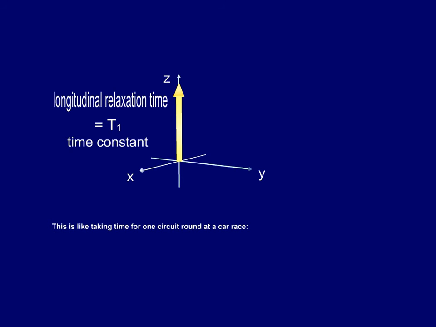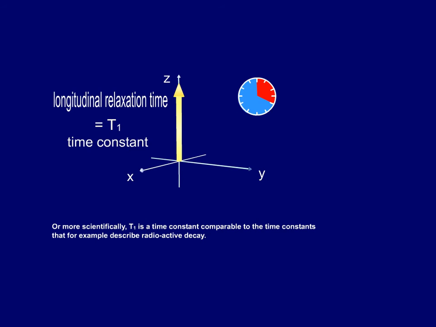This is like taking time for a circuit at a car race. The time gives you an idea of how long the race may take, but not the exact time. Or more scientifically, T1 is a time constant comparable to the time constants that, for example, describe radioactive decay.